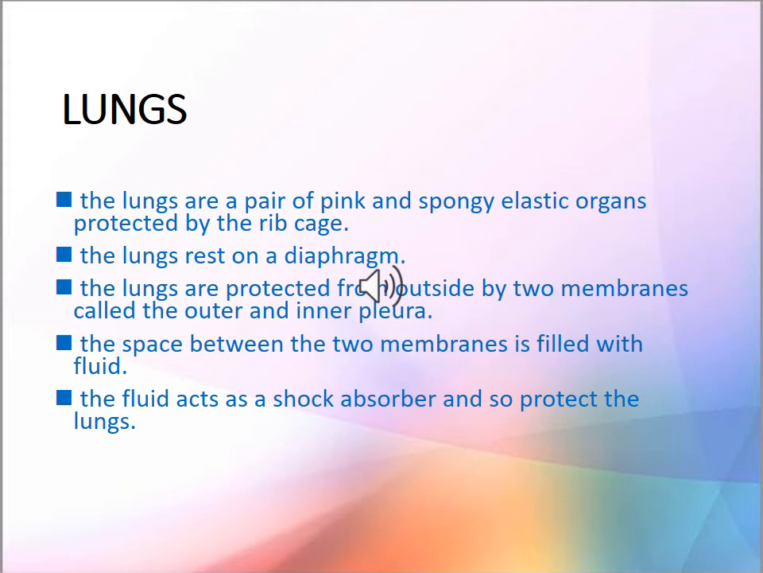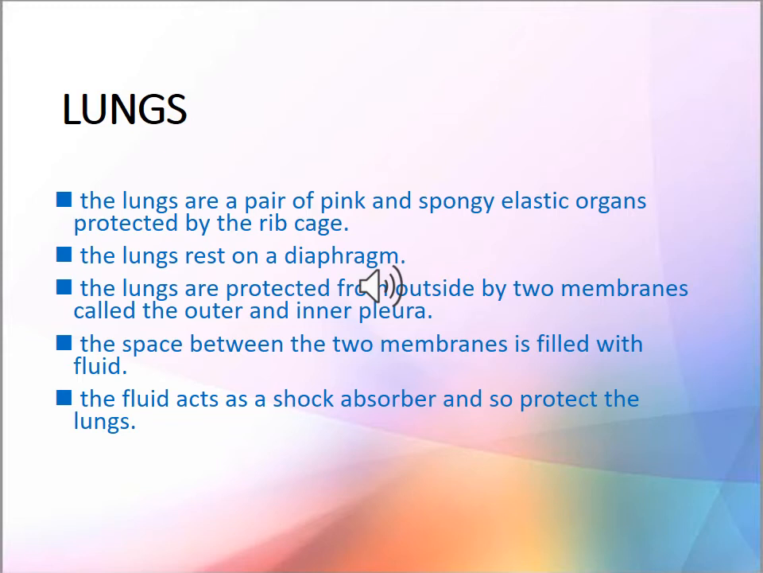So what are the points? The first is that lungs are a pair of pink and spongy elastic organs, and the lungs are protected by the rib cage. The lungs actually rest on the diaphragm. The diaphragm is a muscular organ which helps the lungs to rest on it. The diaphragm also divides our body into the chest cavity and the abdominal cavity.